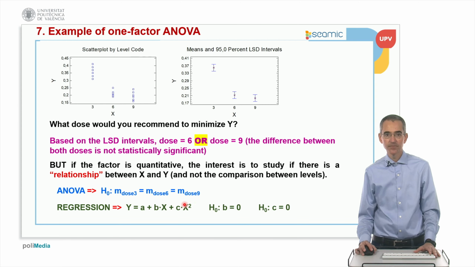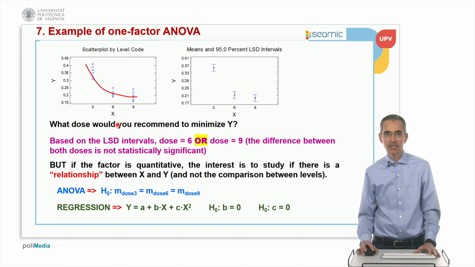But in regression, what we're going to do is fit a model. In this case, we can see that the fit has the shape of a curve. It's not just a straight line. It follows somewhat the shape of a curve. This is why I'm putting here a quadratic equation. The null hypothesis is going to be that the coefficient B is 0 and the coefficient C is 0. You can see how the null hypothesis is totally different for ANOVA and for regression.